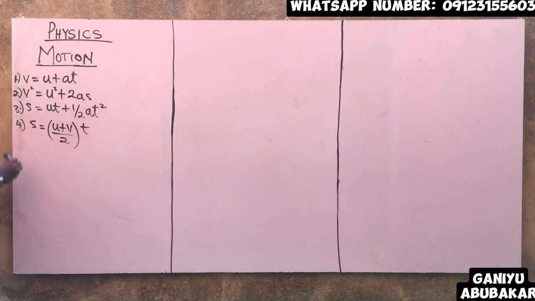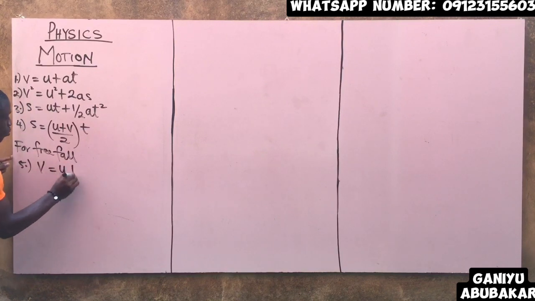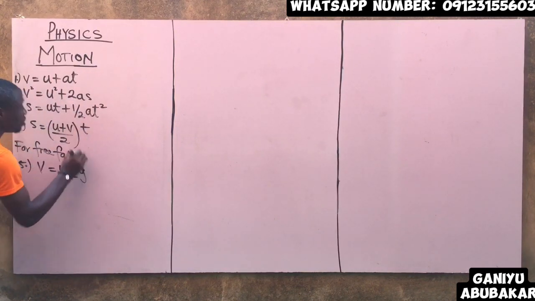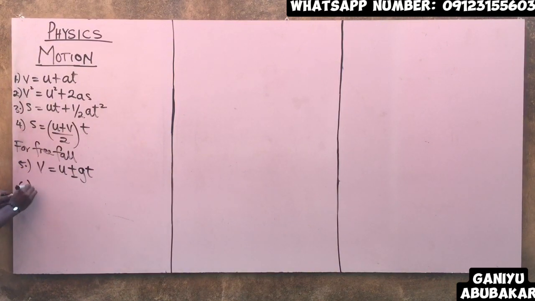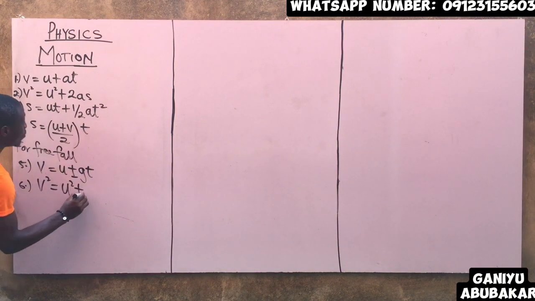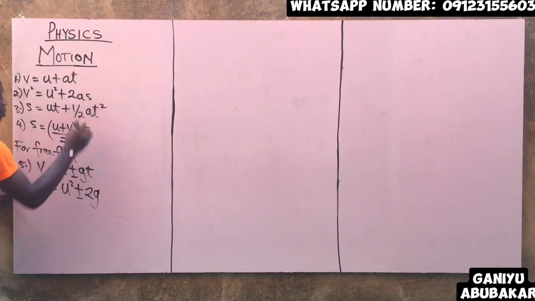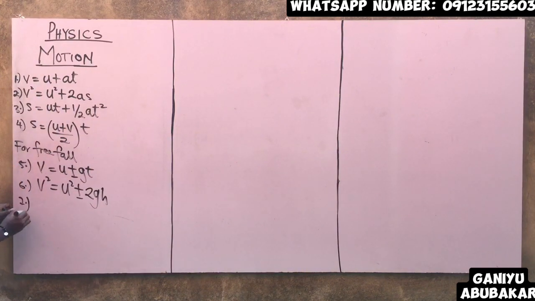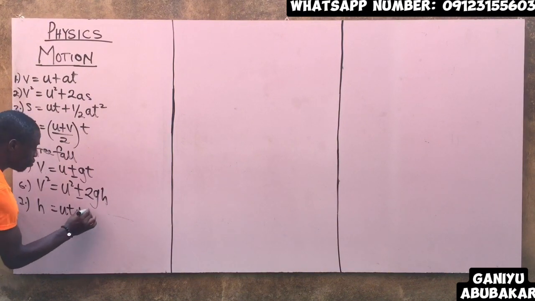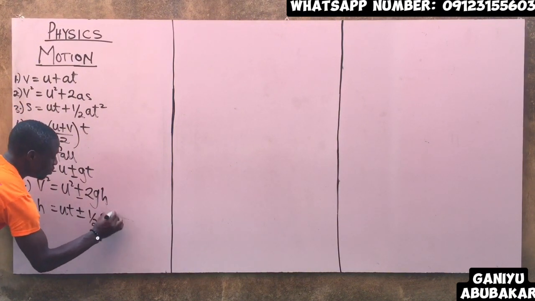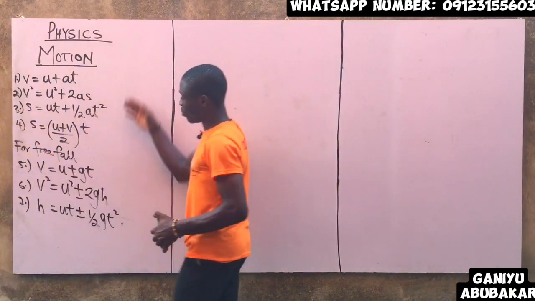But I gave you this, I gave it for free. For 5, I gave you that v is equal to u plus or minus... we said a becomes g, and I have my t. For 6, I have that v squared is equal to u squared plus or minus 2... we said a changes to g, s becomes h. For 7, I have that x, perhaps s becomes h, is equal to ut plus or minus 1 over 2 g t squared. So these are what we have discussed so far, right?